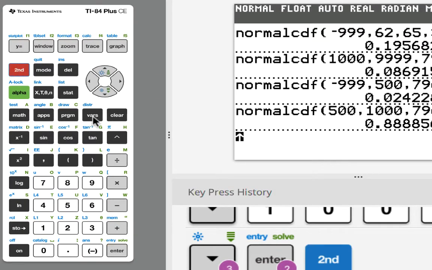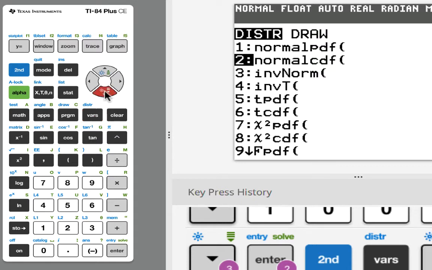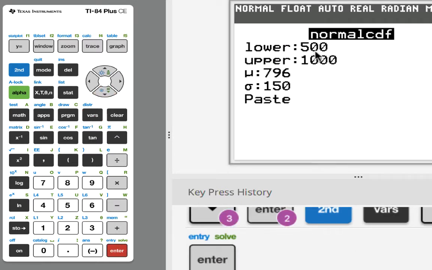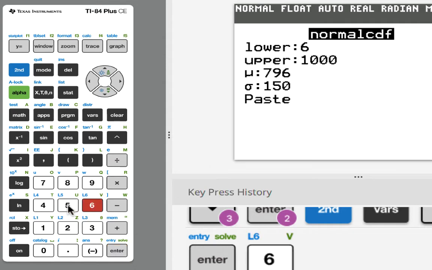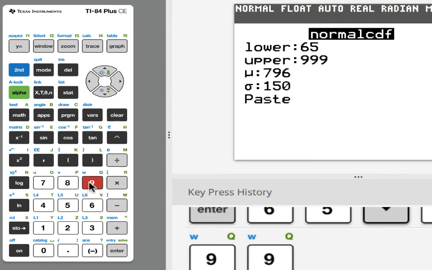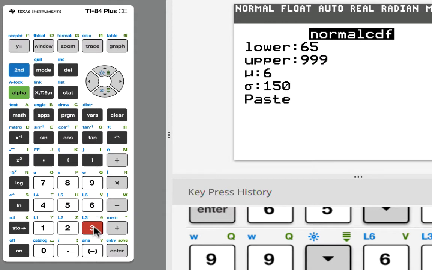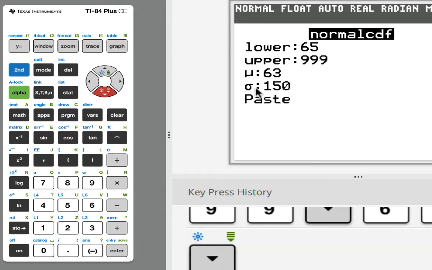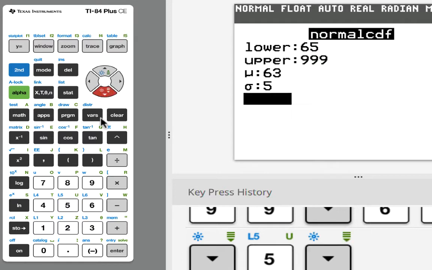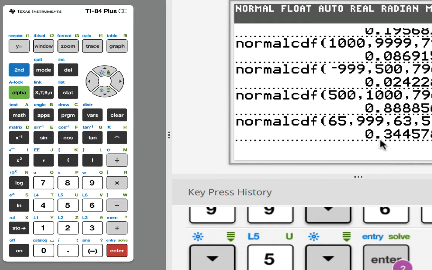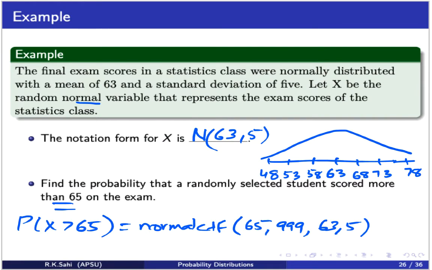Okay, so second inverse, and then we go to the number 2, enter. Now remember, the lower value was what? 65. Upper value, simply write 999. What was the mean? The mean was 63, and the sigma, the standard deviation, is 5. Cursor to the paste, enter, enter. We get what? 0.3445. Okay? So it's 0.3445. Let's write it down, guys. Our answer is 0.3445.